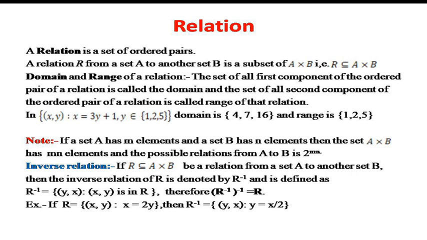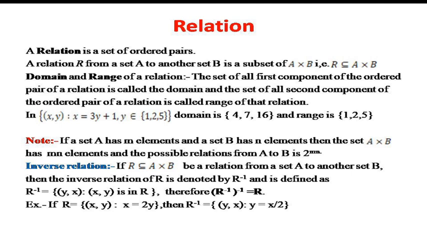Now we have to find the domain of that relation. If we put y equal to 1, we will get the value of x as 4. If y equal to 2, the value of x will be 7. If y is 5, then the value of x comes out as 16. So the domain of that relation is the set of x values, that is, the set which contains the elements 4, 7 and 16. In this way we can find the domain and range of a relation.